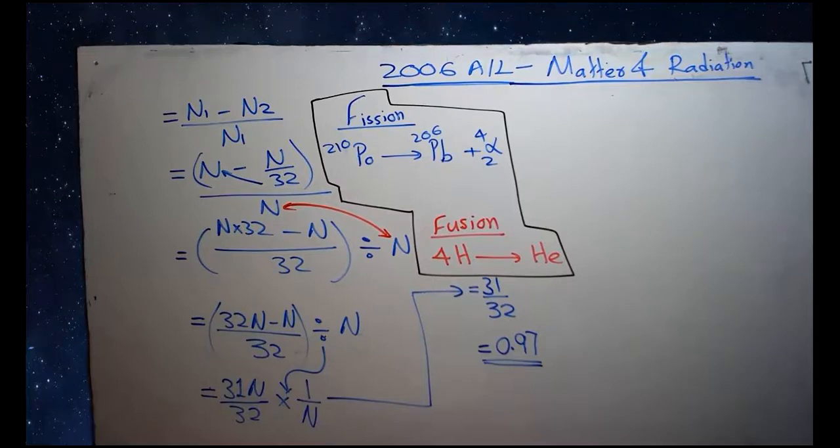In nuclear fission, heavy atoms are broken into lighter atoms. In nuclear fusion, several lighter atoms are combined together to make a heavy atom. Nuclear fission is the method we use to generate electricity in nuclear power plants. The sun generates energy by nuclear fusion.